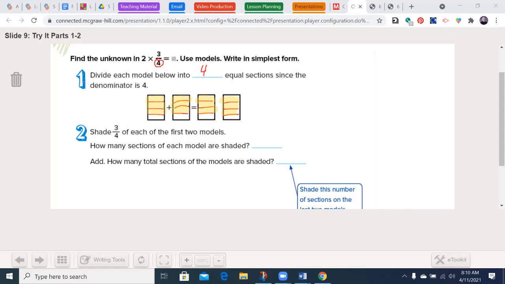How many sections of each model are shaded? 3. How many total sections? 3, 6, 9, 12. 3 times 4 is 12.